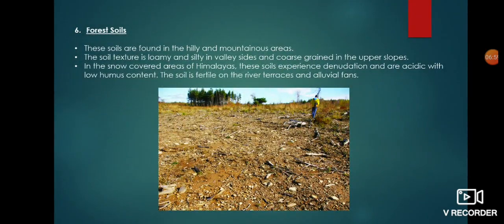Next soil is forest soil. These soils are found in the hilly and mountainous areas. The soil texture is loamy and silty in valley sides and coarse-grained in the upper slopes. In the snow-covered areas of the Himalayas, these soils experience denudation and are acidic with low humus content.